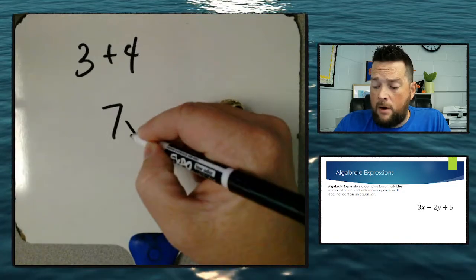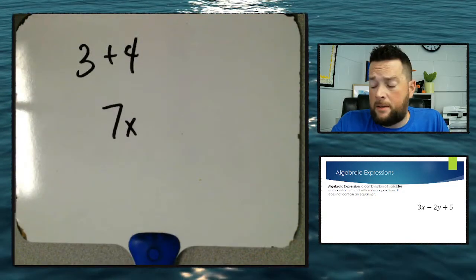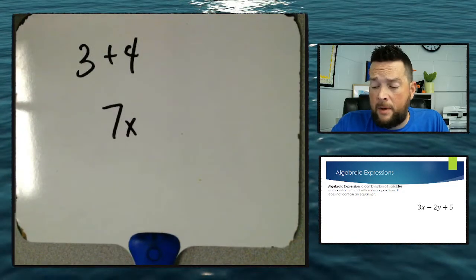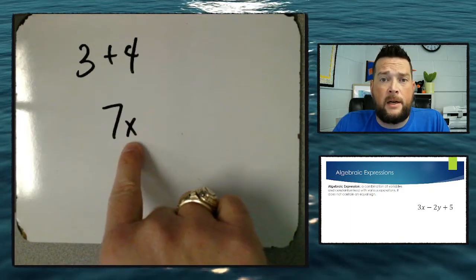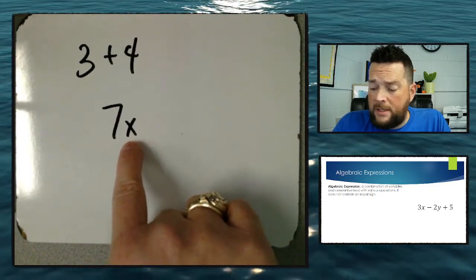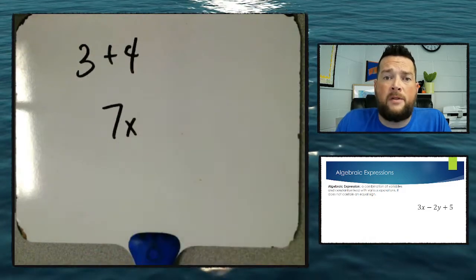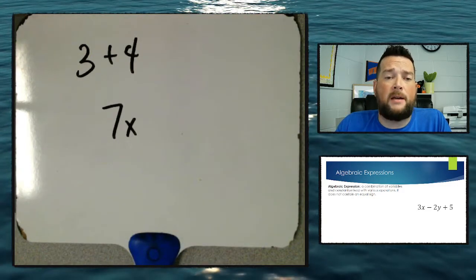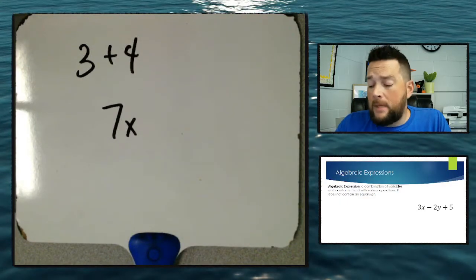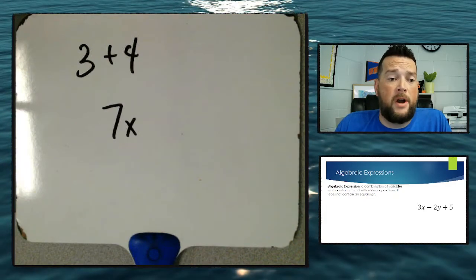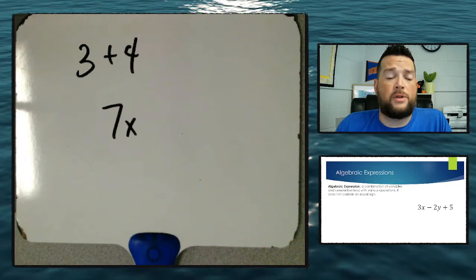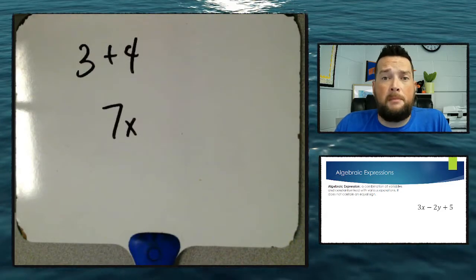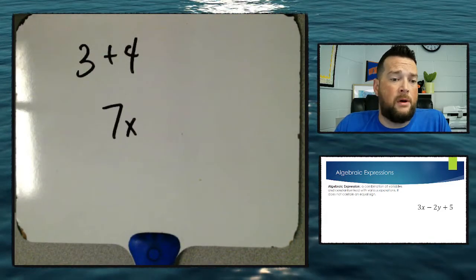Whenever we add a variable to it, which we're about to see the definition of in a second, but essentially it's a letter that represents an unknown number, whenever we see these variables, it all of a sudden becomes algebraic. That's what makes an expression algebraic, is the presence of variables. So algebra is just math with variables.